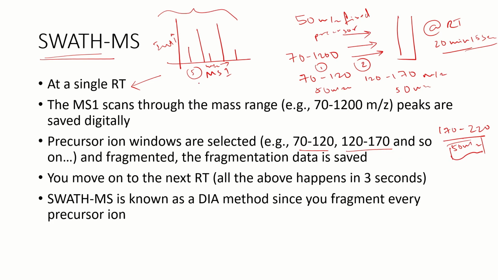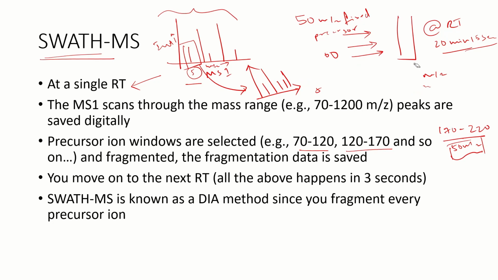Now after you select a window, whatever precursor ions fall within that window, it will take all of them and get the fragmentation data. If I try to explain this once more, you are selecting windows of precursor ions and then fragmenting them together.